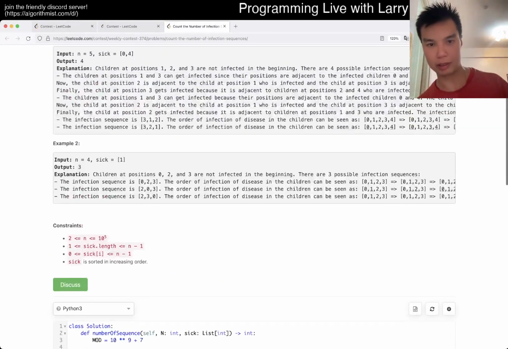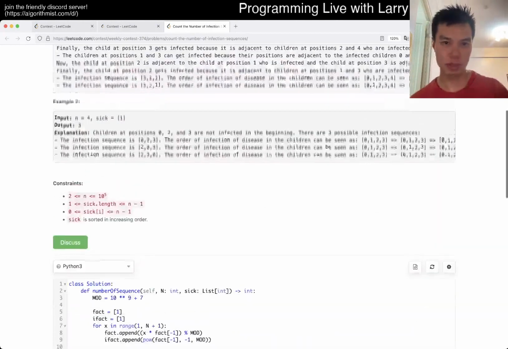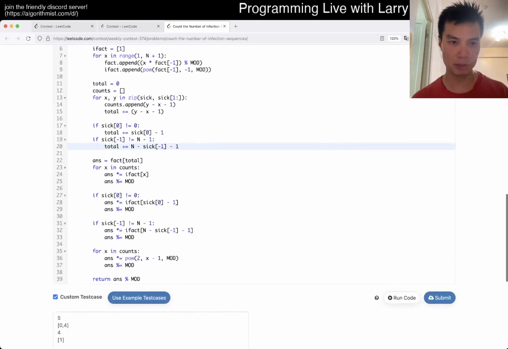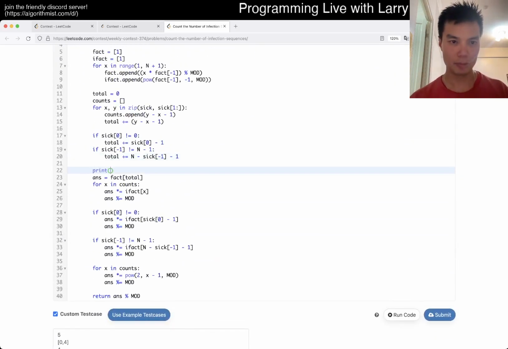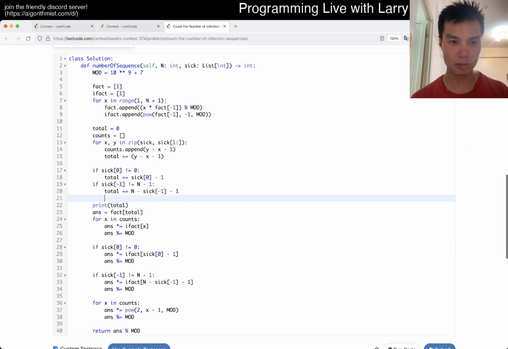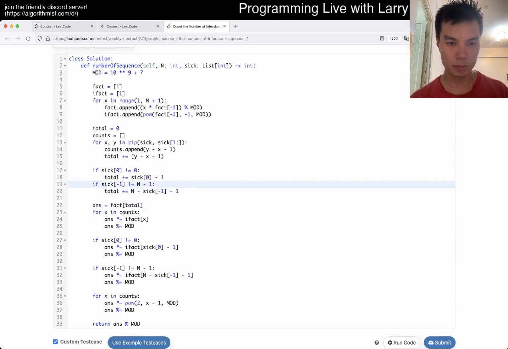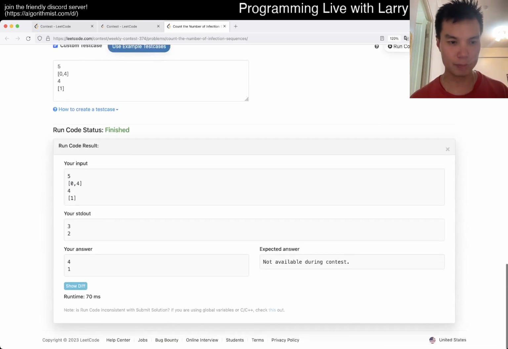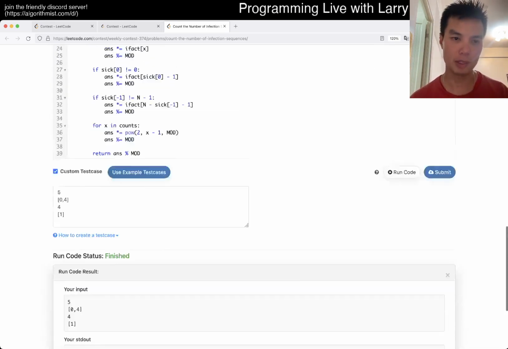That's not great, is it? So 0 to 3, that means it should be, well, total 2 is wrong. N minus 1. What? I'm getting 2.